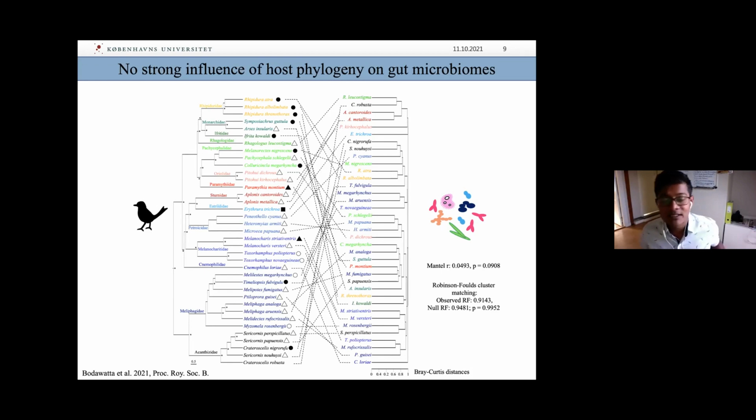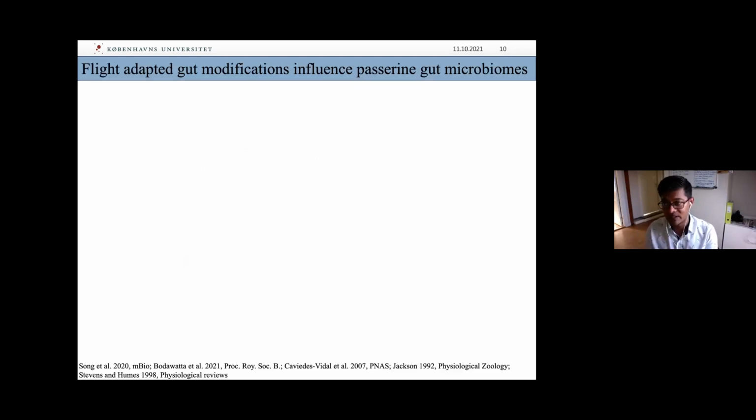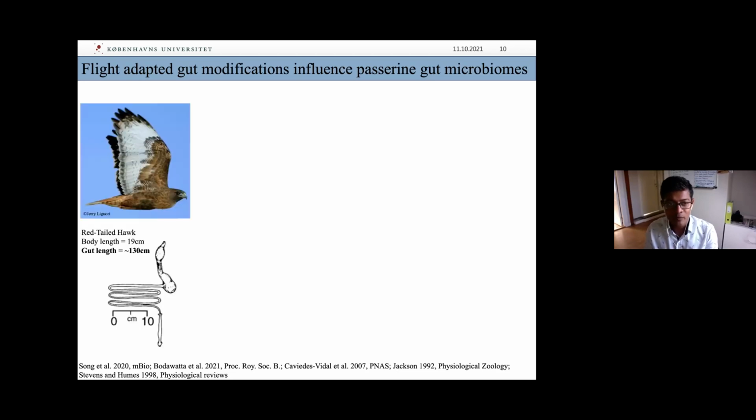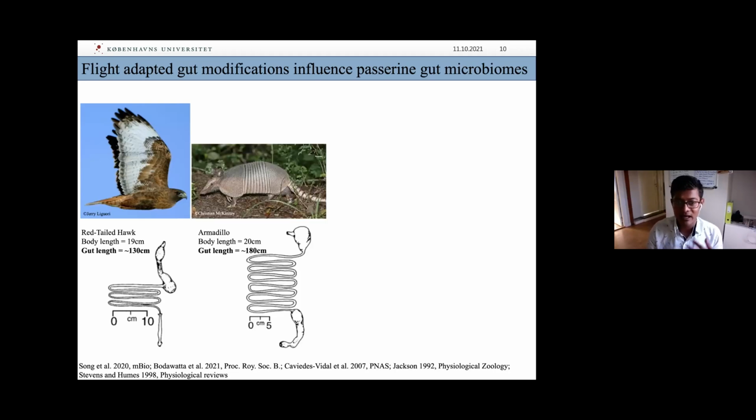And then we wanted to answer why we might not see this signal for phylosymbiosis in birds, because this is a common signal that we see in other vertebrate classes, especially in mammals. So one main difference between birds and most mammals is that birds fly, and they have many morphological and physiological adaptations to sustain life in the air. One of these adaptations is that when you compare similar-sized birds and a non-flying mammal, we see that the bird has a shorter gut length compared to the mammal.